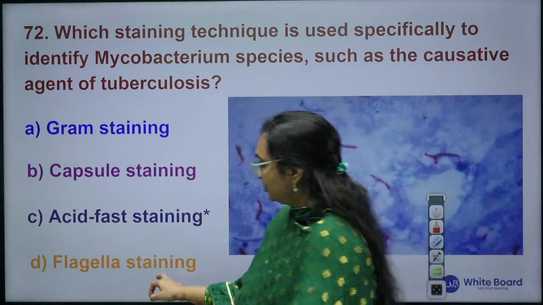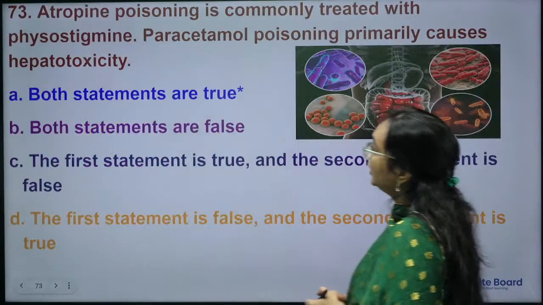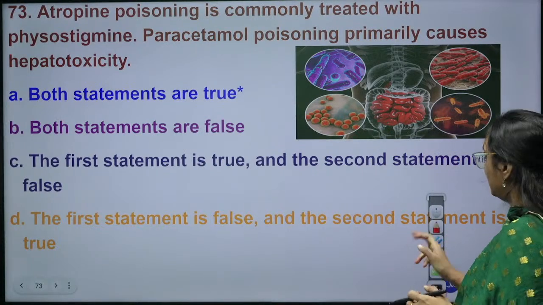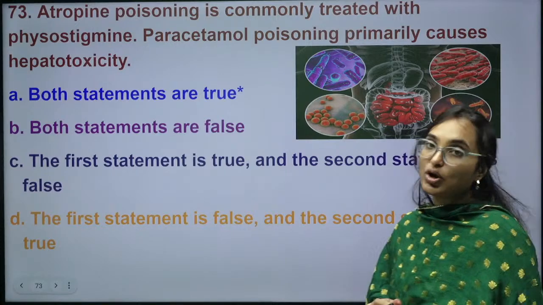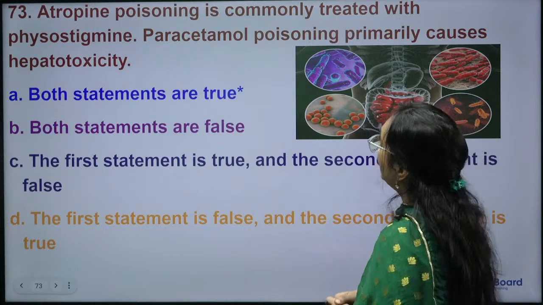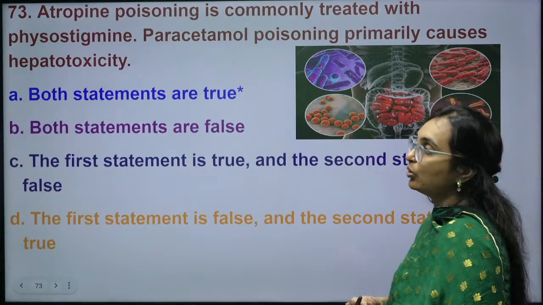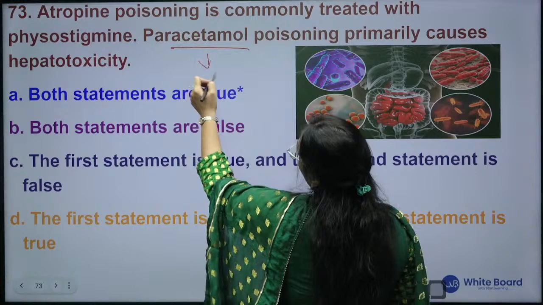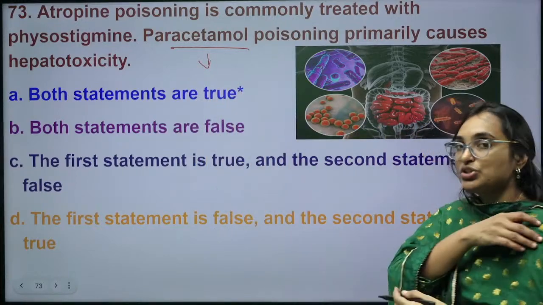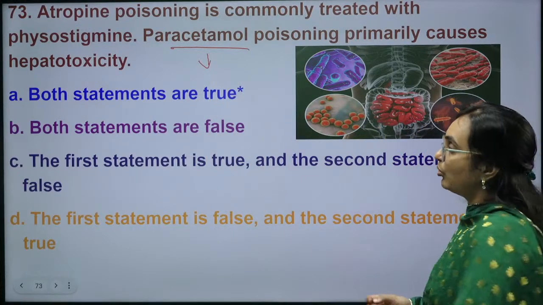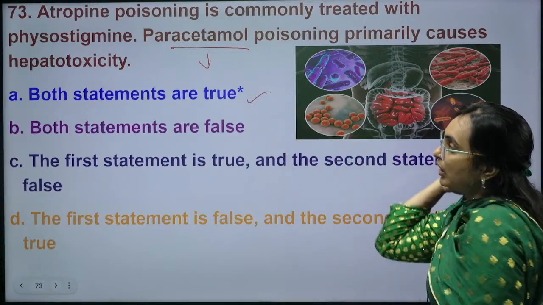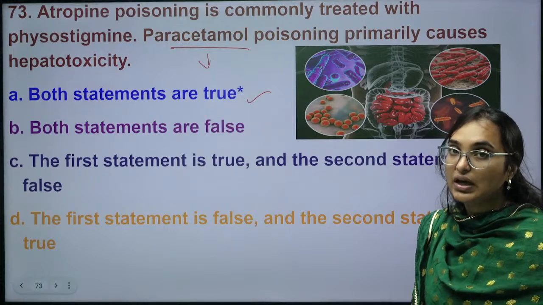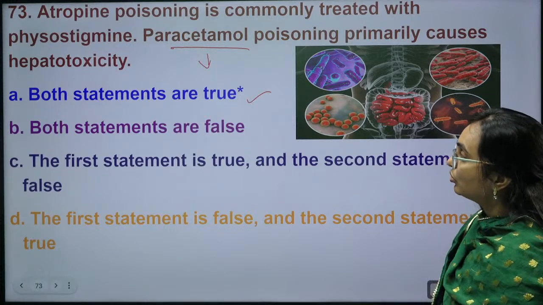Next question. Atropine poisoning is commonly treated with physostigmine. Yes, the antidote for atropine poisoning is physostigmine. Remember, paracetamol poisoning primarily causes hepatotoxicity. This is also true. The side effect of paracetamol overdosing is dose dependent hepatotoxicity. So, both statements are true here. Atropine antidote is physostigmine and paracetamol side effect is hepatotoxicity. So, both are true. Answer is A.